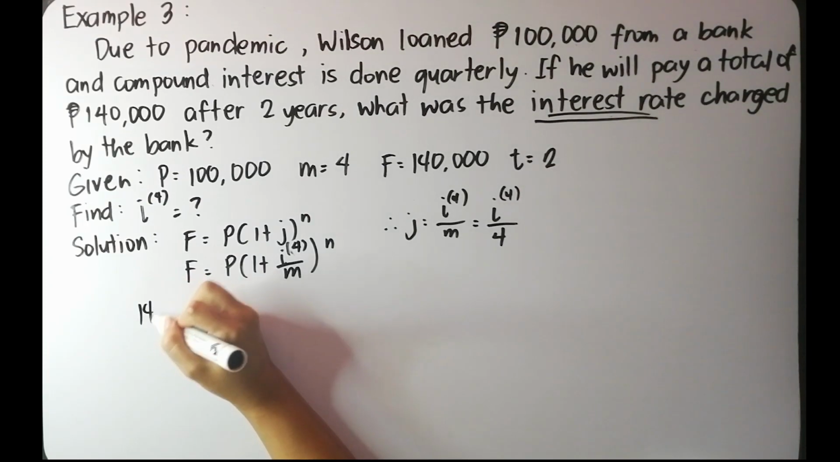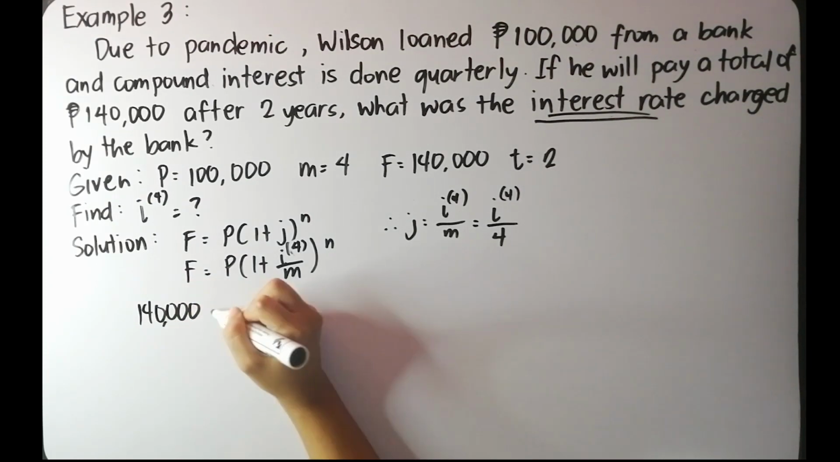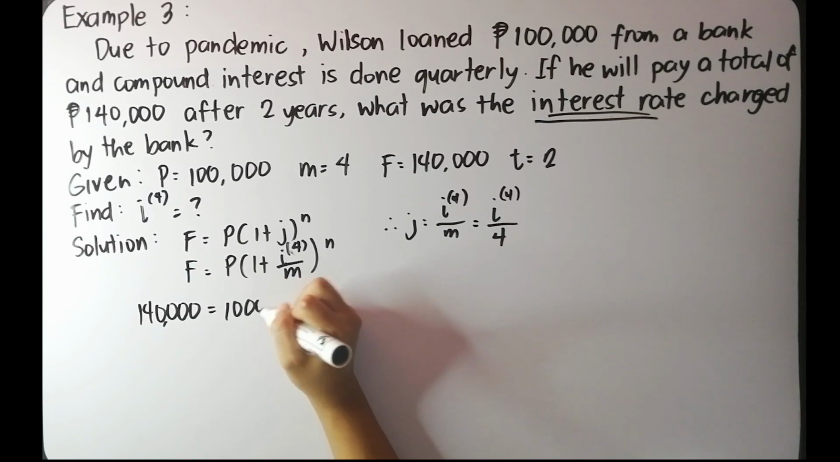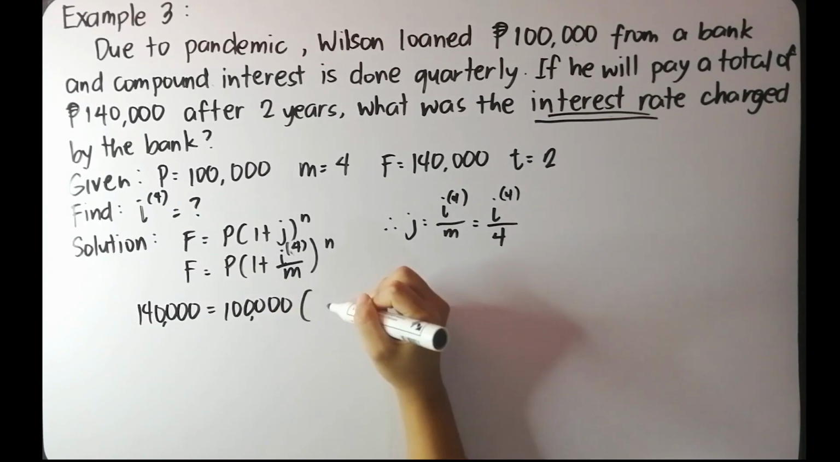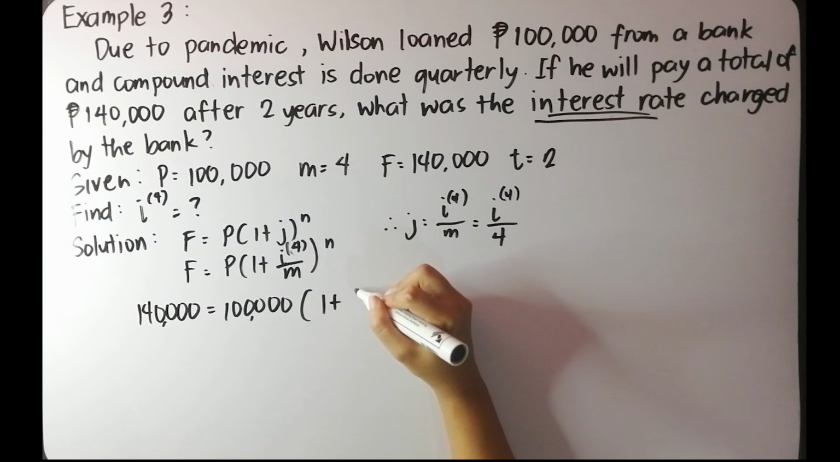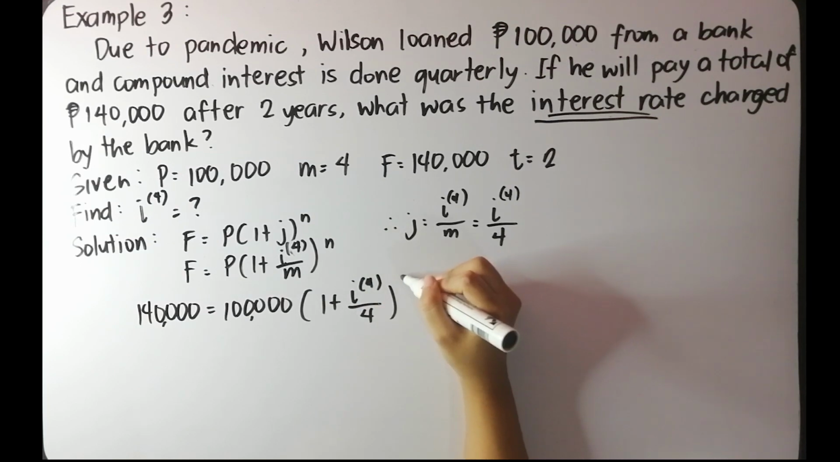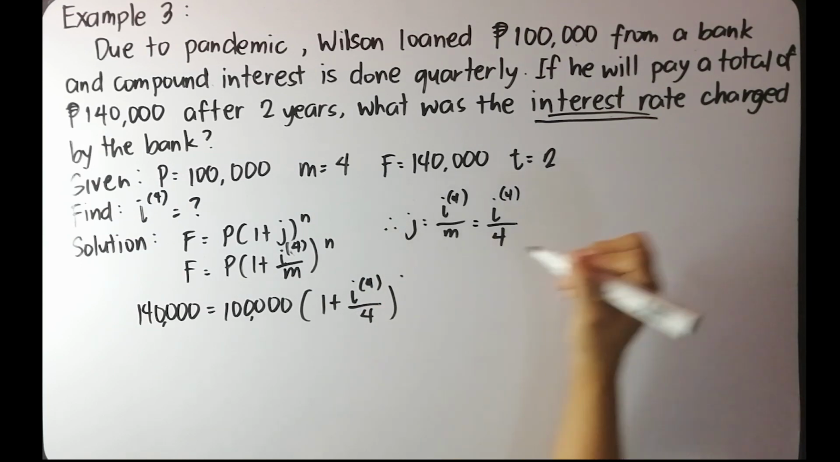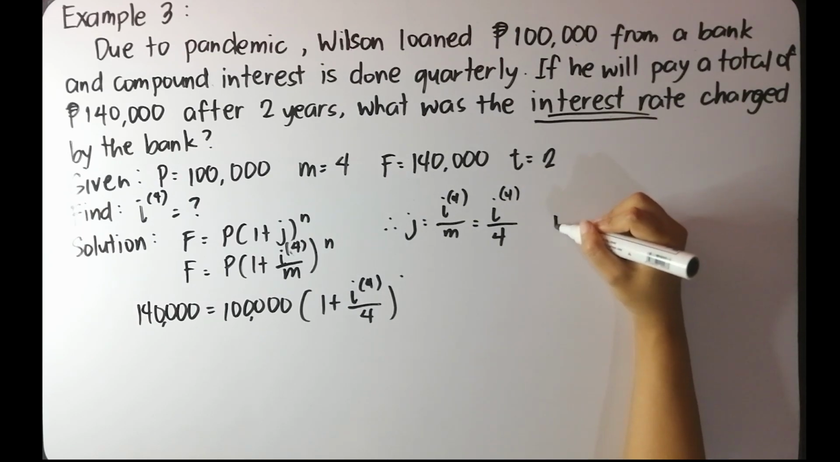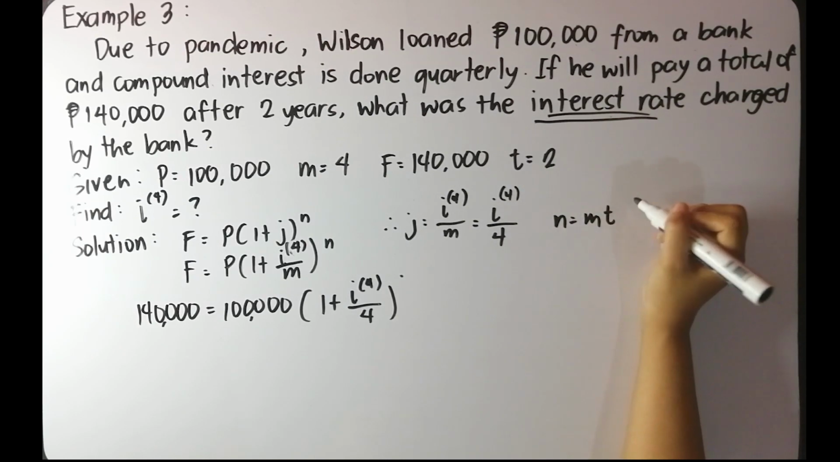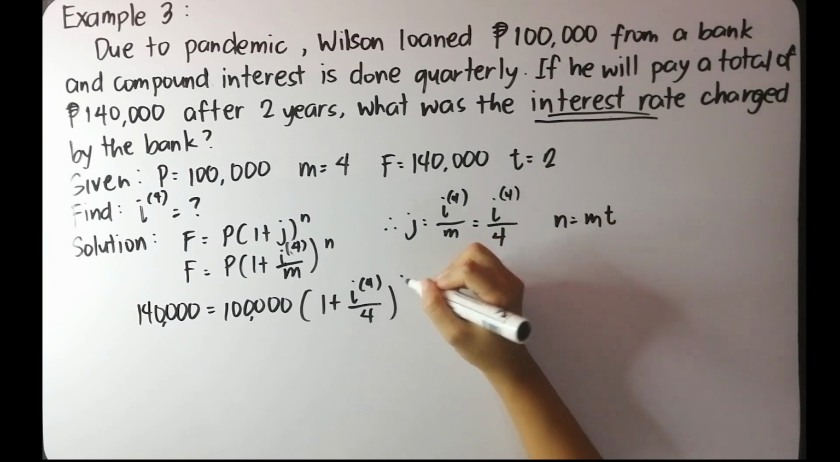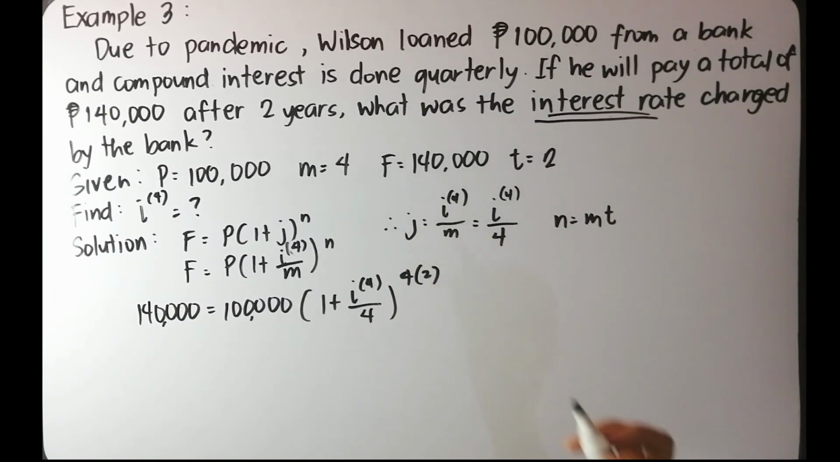So we have 140,000 for our F, 100,000 for our P. So we have 1 plus i raised to 4 over 4. And then we have N, where N is equal to m times t. So we have 4 times 2 years.